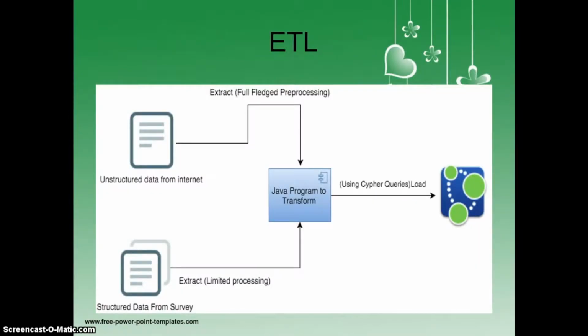The diagram shows how the data is extracted, transformed and loaded in the graph database. Unstructured data from the internet requires full pre-processing before it can be loaded into the graph database. And structured data from the survey is partially processed but still requires some processing. A Java program processes the data and transforms it into the format that can be fed to the graph database using Cypher query language. The data is loaded into the graph database.